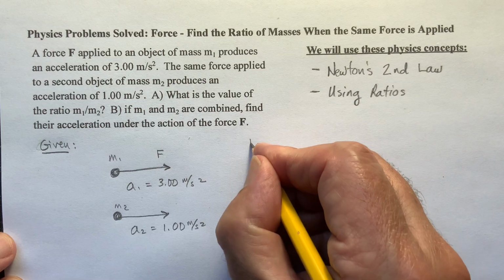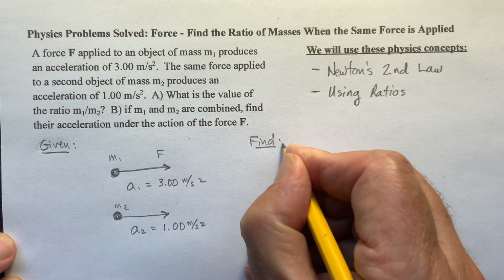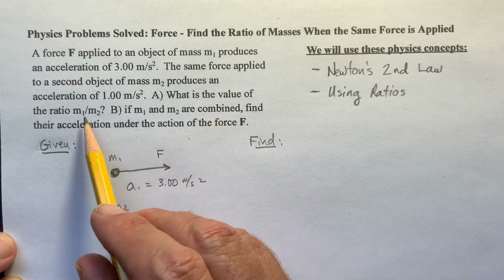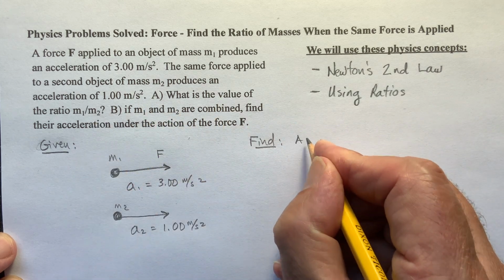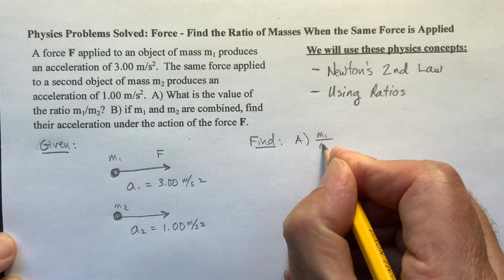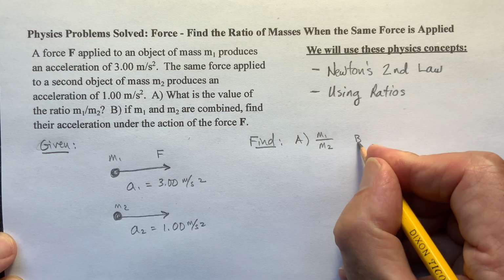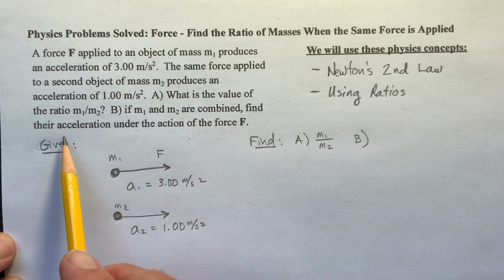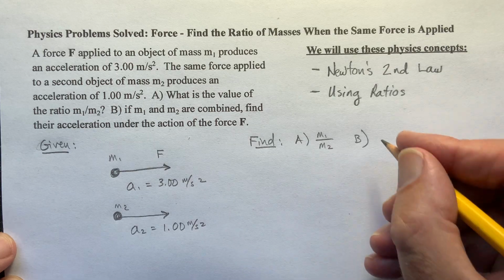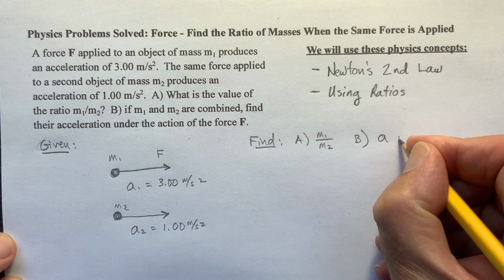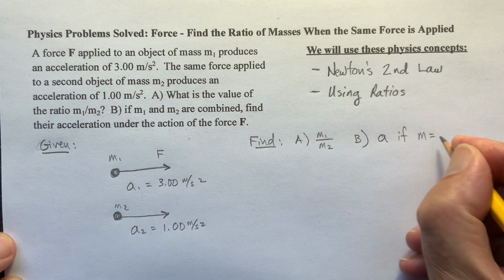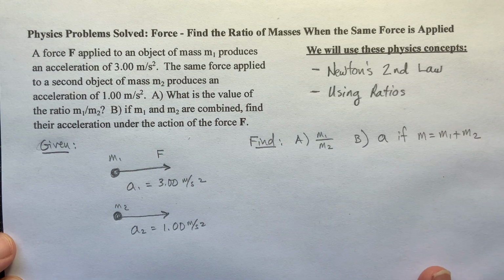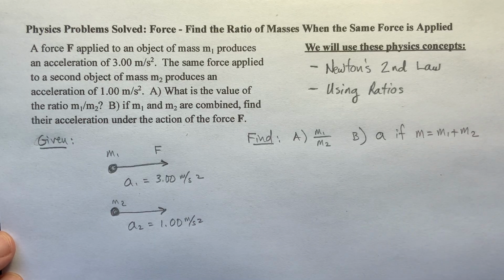And we want to find the ratio of m1 over m2. And then for part B, watch how I write this. If m1 and m2 are combined, find their acceleration under the action of the force. So we want to find the acceleration if m is equal to m1 plus m2. We're combining these two masses together. So that's how I'm expressing that idea.